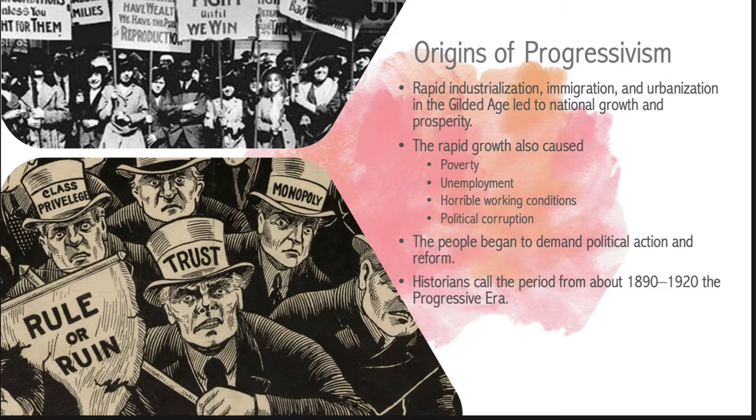With all of these negatives from this rapid growth, the people start to demand that political action and reform be taken. This is exactly what the progressive era is. Historians label this period from 1890, so the tail end of that second industrial revolution, until 1920. We call this the progressive era, where we are going to tackle the issues created by industrialization during the Gilded Age. That's what this entire unit is going to be about.